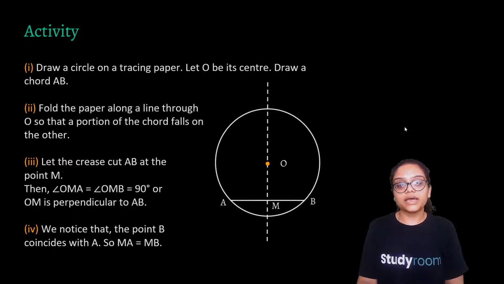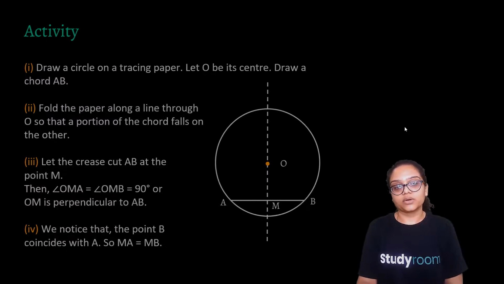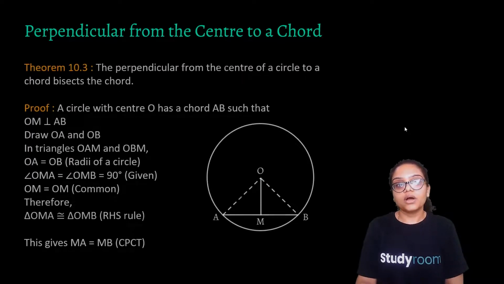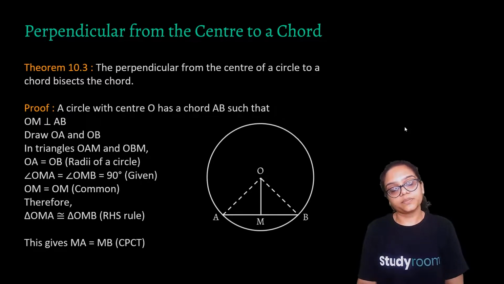And we know that angles OMA and OMB will be 90 degrees because we have folded it into equal parts. Now, OM is perpendicular to AB, and we notice that AM is equal to MB, which means the perpendicular from the center to the chord bisects the chord. Correct? So the perpendicular from the center to the chord bisects the chord. So we have already proved this using an activity.